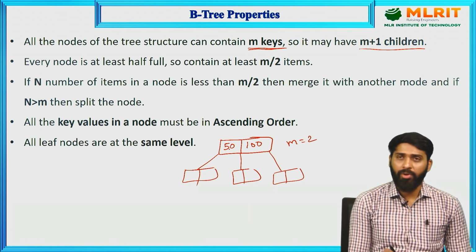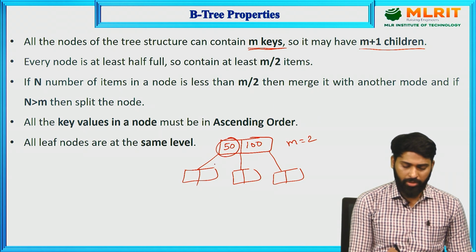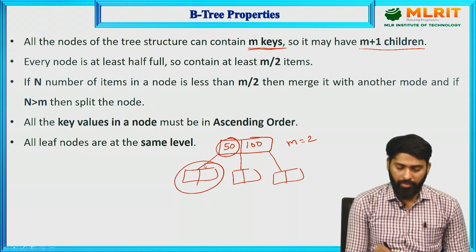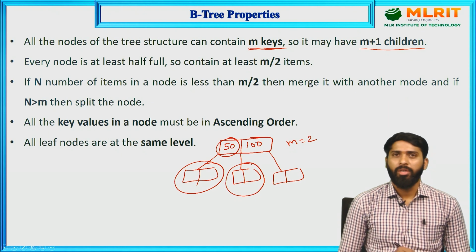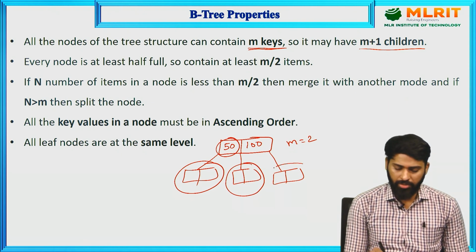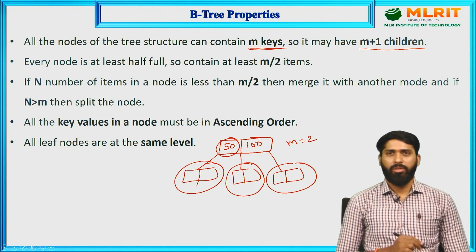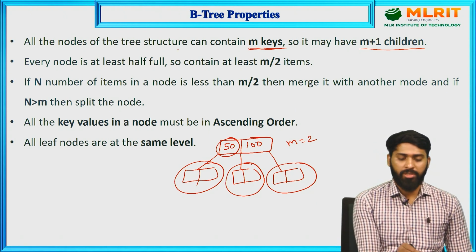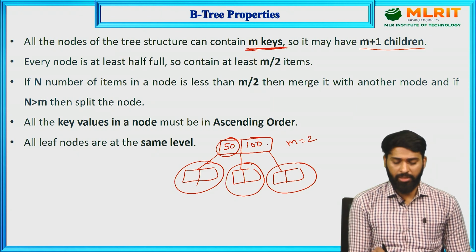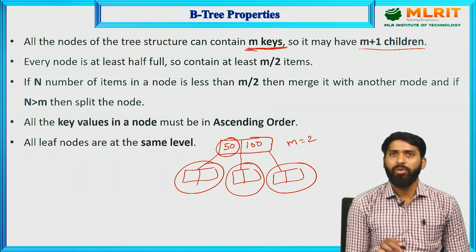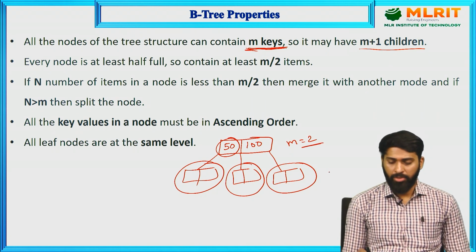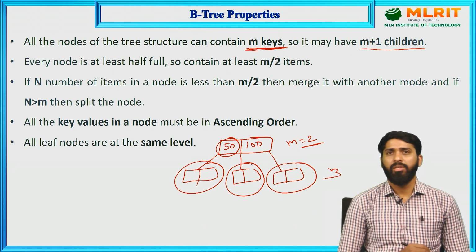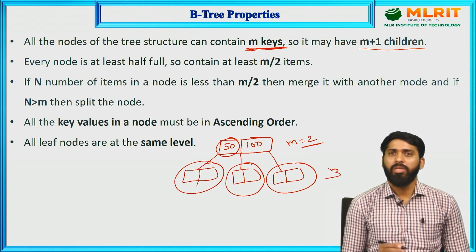All the values less than 50 we store in this node. All the values in between 50 and 100 we store in this node. If the values are greater than 100, then we store those values in the third node. Okay, so all the nodes of the tree structure can contain m keys. Here m means the number of keys in a node, so it may have m plus 1 children. If here m equals 2, the children are 3, that means 2 plus 1 equals 3.